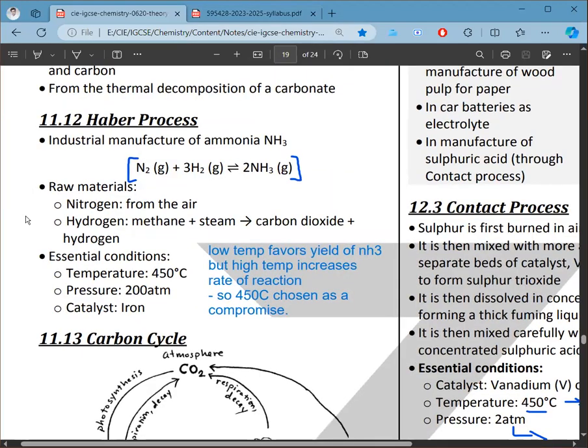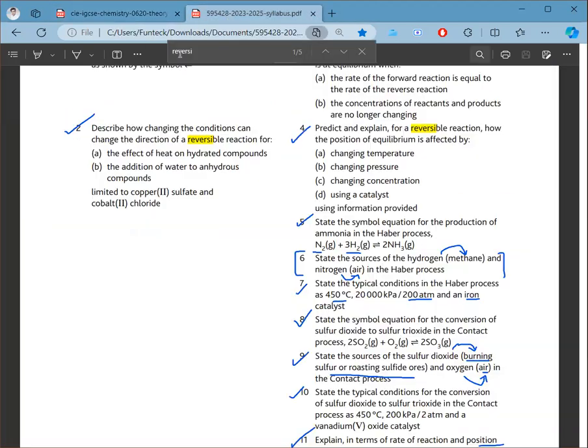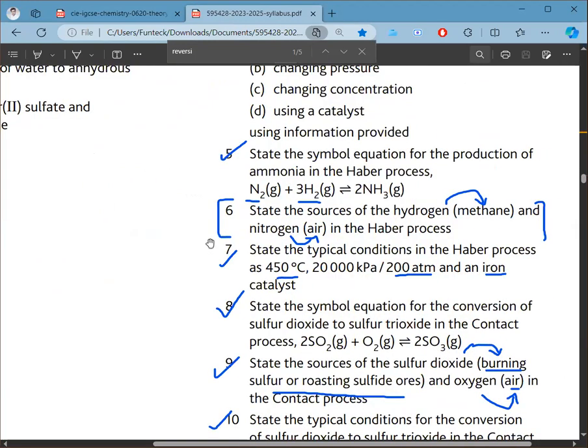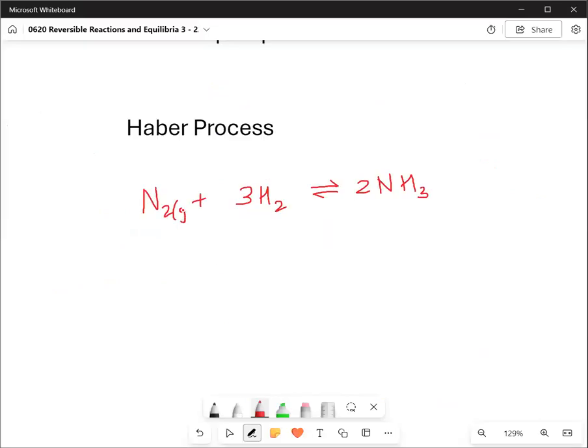Now, can you see the notes here on the screen? Okay, let's look at the syllabus booklet first. So the state symbols are quite important. You must put gas. Fine, that's done. Now, what else is there?